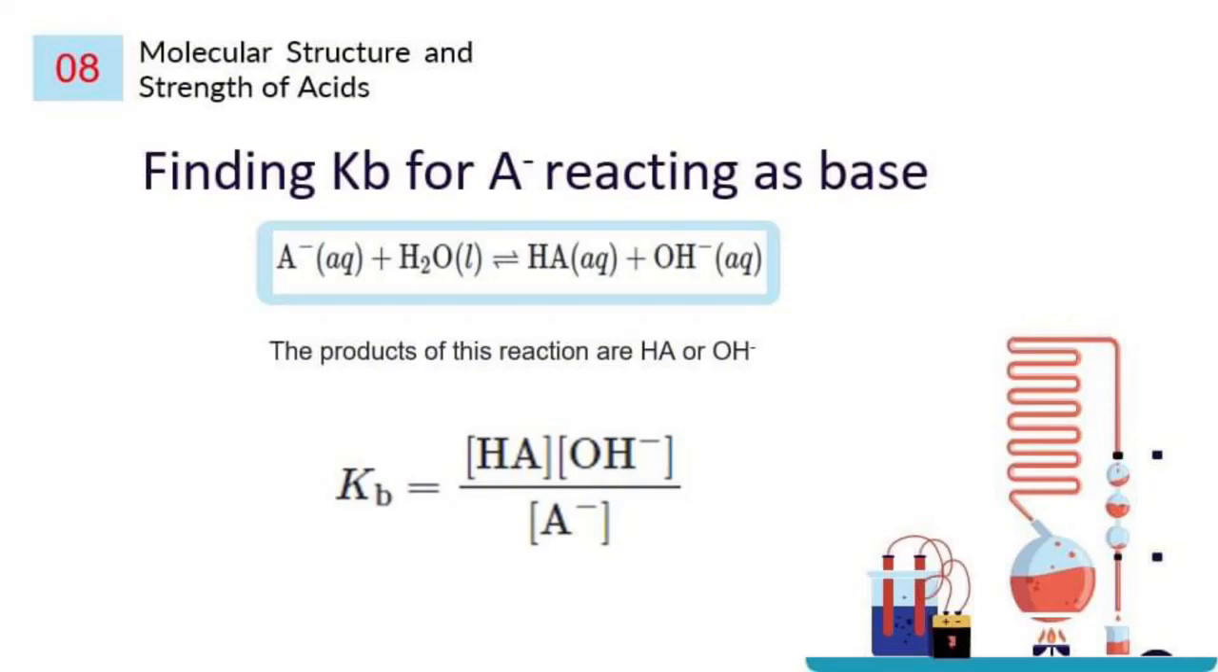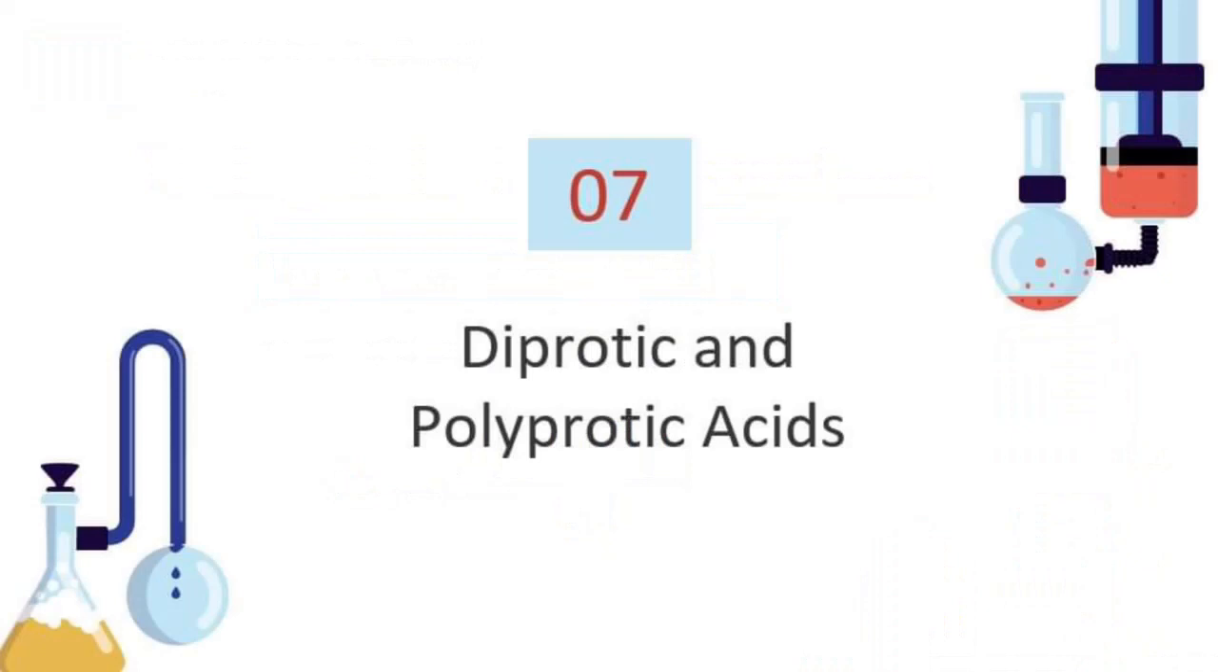When the weak acid acts as an acid, one of the products is the hydronium ion, while when the conjugate base acts as a base, one of the products is hydroxide ions. These differences reflect the nature of the species involved in each reaction and their respective roles as either acids or bases. Now let's discuss the diprotic and polyprotic acids.